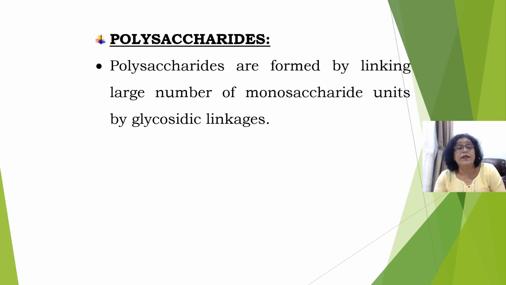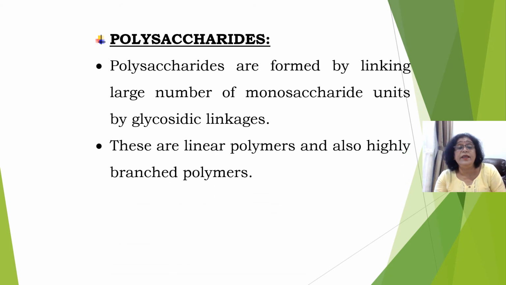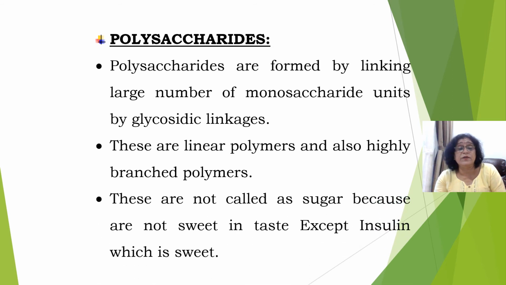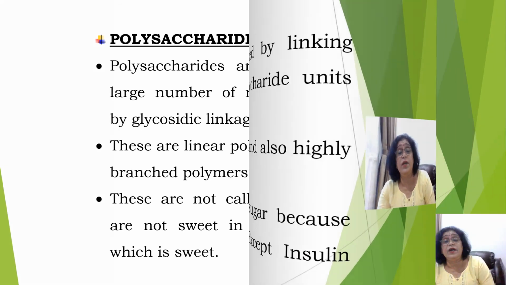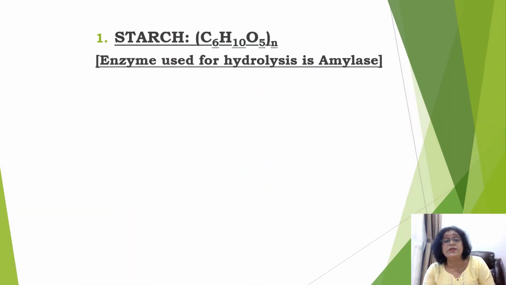Now polysaccharides. Polysaccharides are formed by a large number of monosaccharide units, and these monosaccharide units are linked by glycosidic linkage. So ultimately they form linear polymers or branched polymers. They are non-reducing. So they are not sugars, they are not sweet to taste, except for inulin. The examples are starch, cellulose and glycogen.